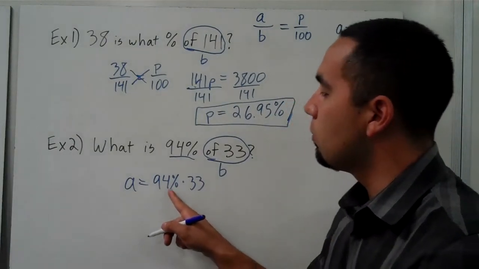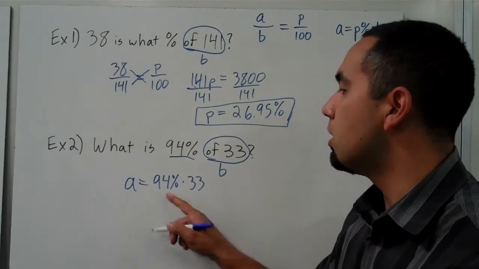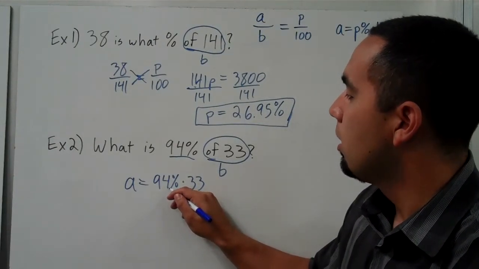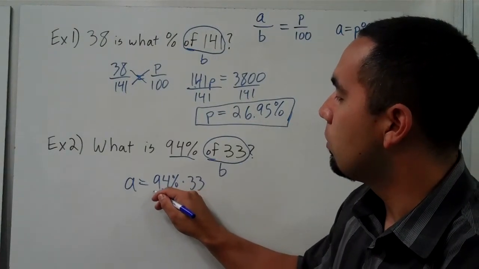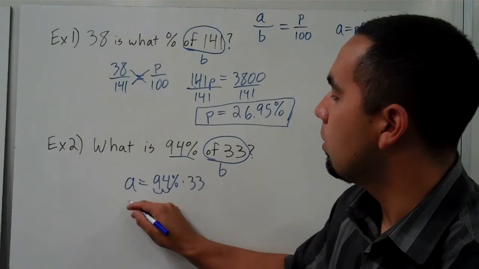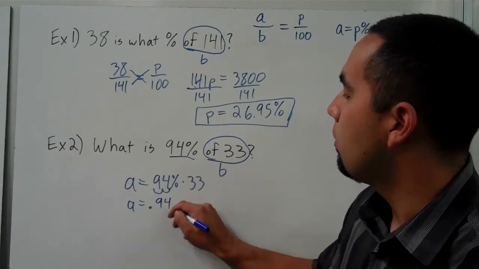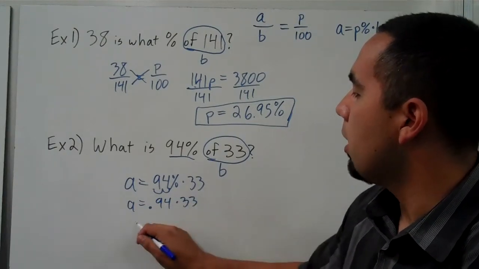And in order to do these problems, the first thing we have to do, if we're going to use this formula, is convert this percentage into a decimal. And that's always easy. Whenever you convert a percentage into a decimal, all you're doing is the decimal point's right here, you're going to move it over 2. So the actual equation we get is 0.94 times 33 equals A.